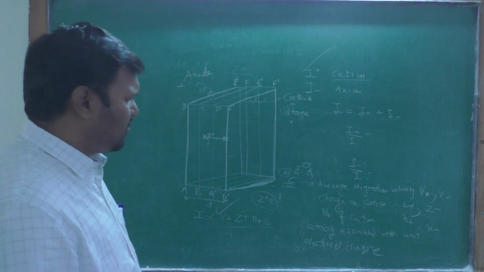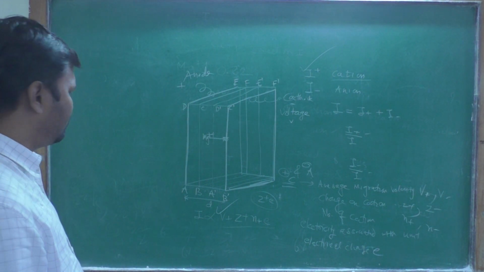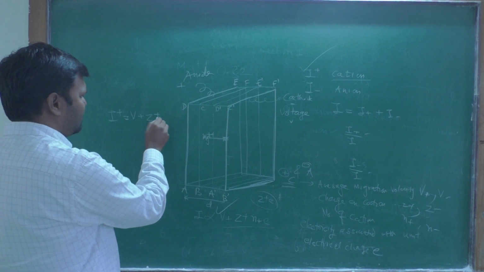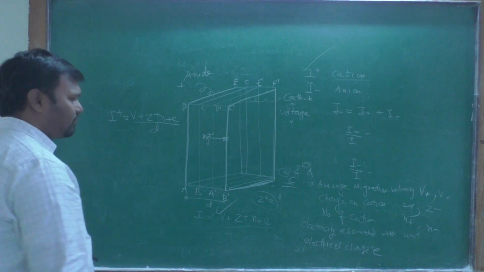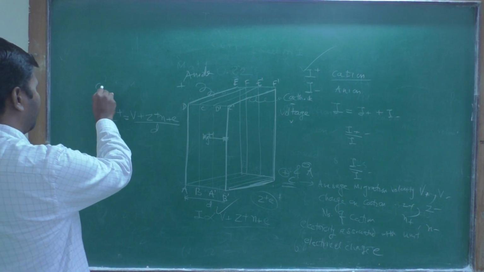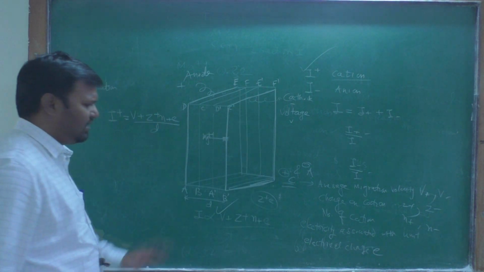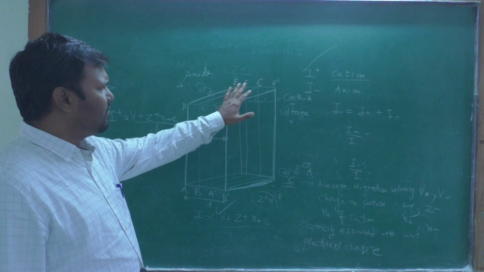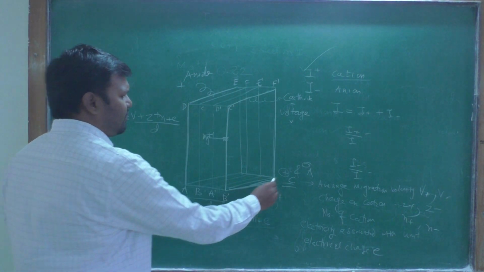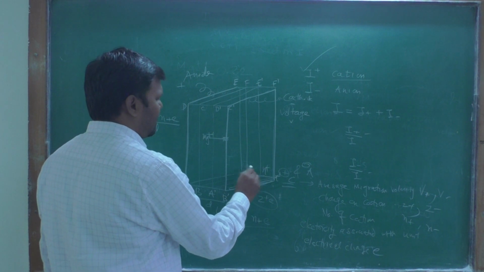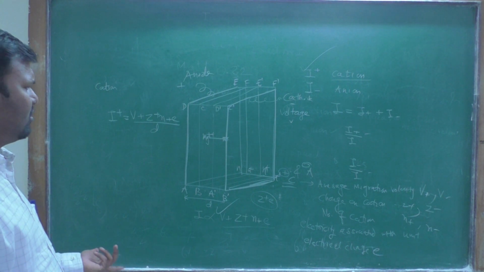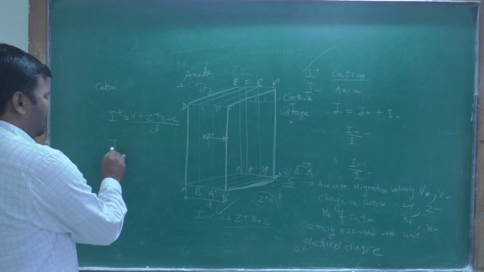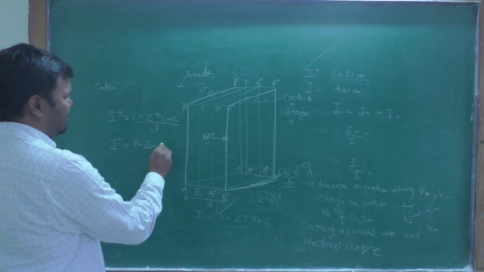Therefore, the current due to the cation is given as V plus Z plus N plus E upon D. The current due to cation inside this box A B C D E F G H. In this box, the current due to the anion is equal to V minus Z minus N minus E upon D.